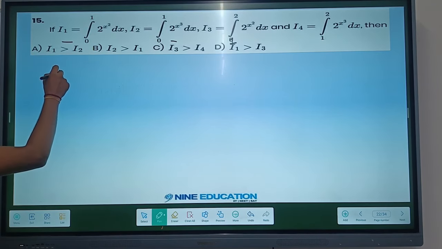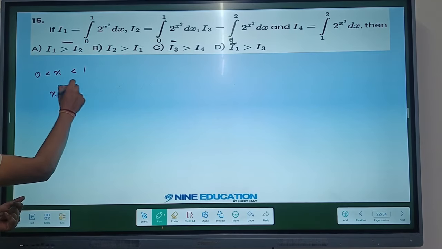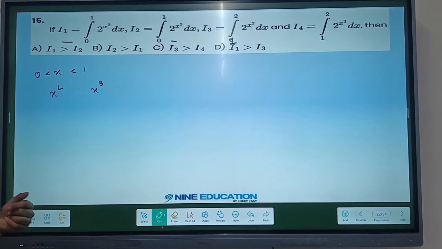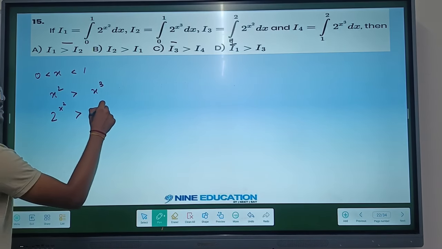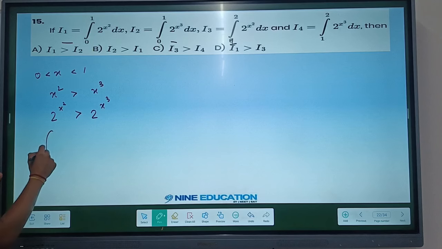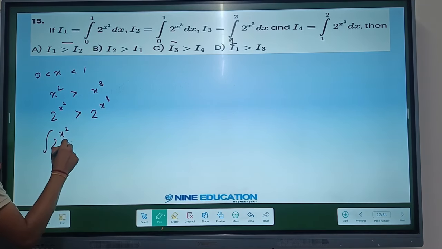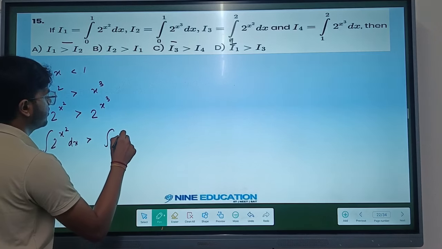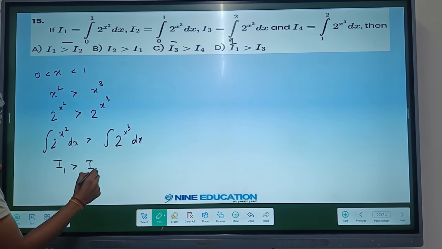In I1 and I2, x is between 0 and 1. If x is between 0 and 1, less than 1, can you compare x square and x cube? Like 1 by 2 whole square is 1 by 4, 1 by 2 whole cube is 1 by 8. So what is greater? x square is greater than x cube. This means 2 power x square would be greater than 2 power x cube. So integration of 2 power x square dx should be greater than integration of 2 power x cube dx. That is, I1 should be greater than I2.